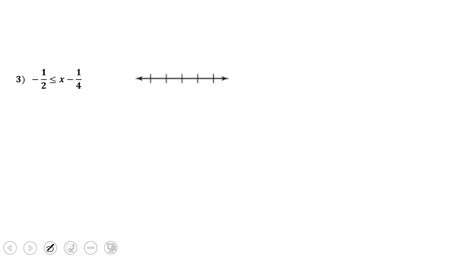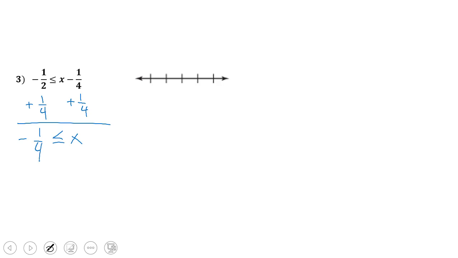Example number 3. Negative 1/2 is less than or equal to x minus 1/4. Now I'm looking here and I'm saying I'm subtracting 1/4. So to do the inverse, I'm going to add 1/4. That would give me x. My inequality symbol stays true because I'm going to use properties of equality, and I'm going to add 1/4 to the other side.